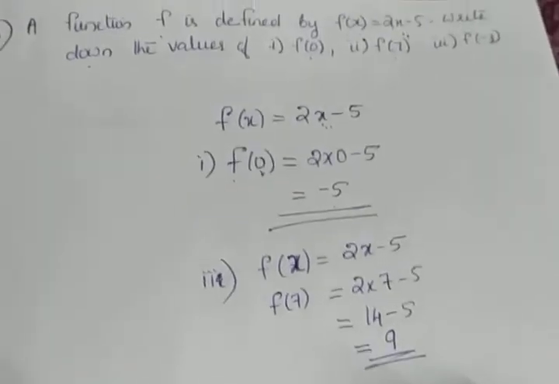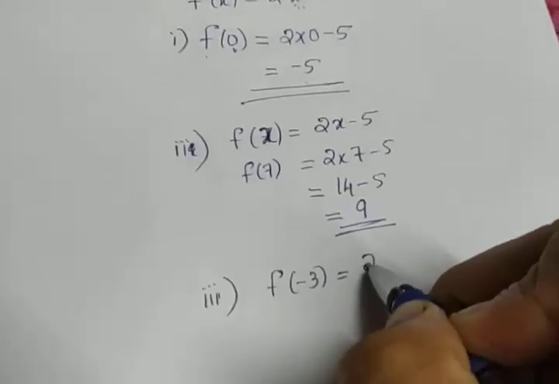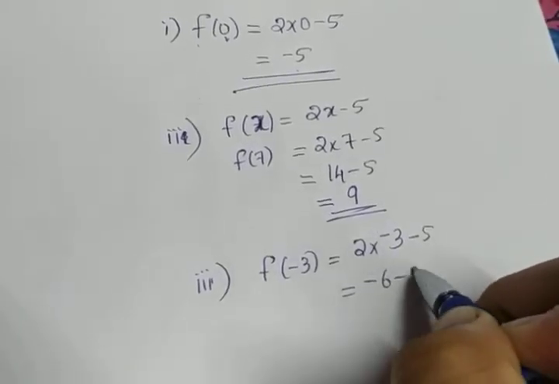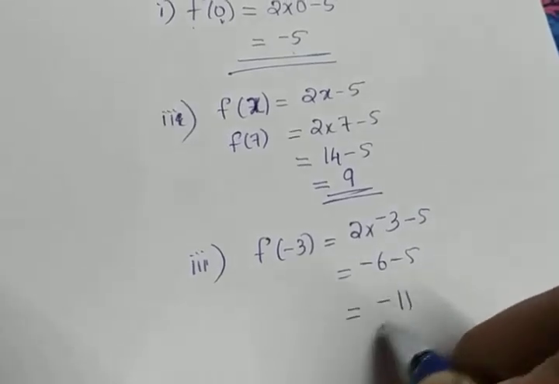And the third one, f of minus 3. F of minus 3 will be equal to, f of x is 2x minus 5. So f of minus 3 is 2 into minus 3 minus 5. That is minus 6 minus 5, which gives you the value minus 11.